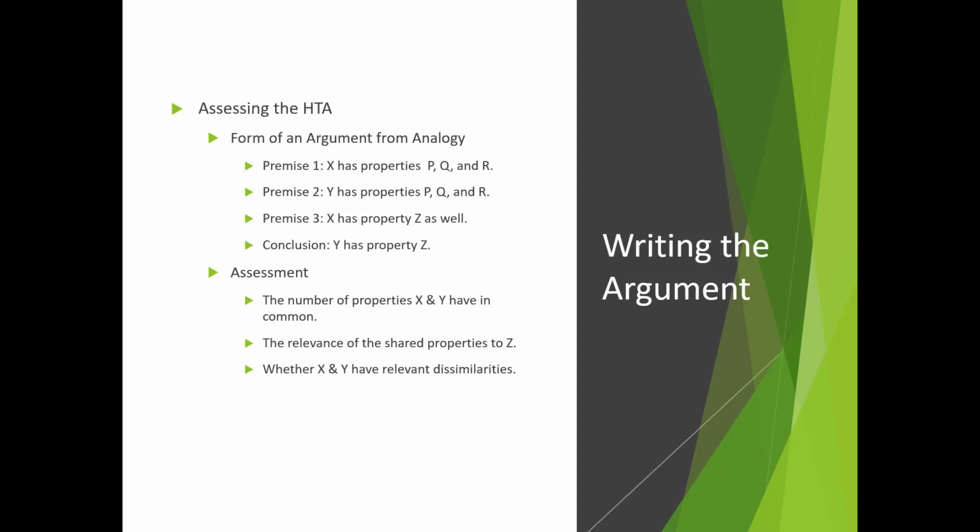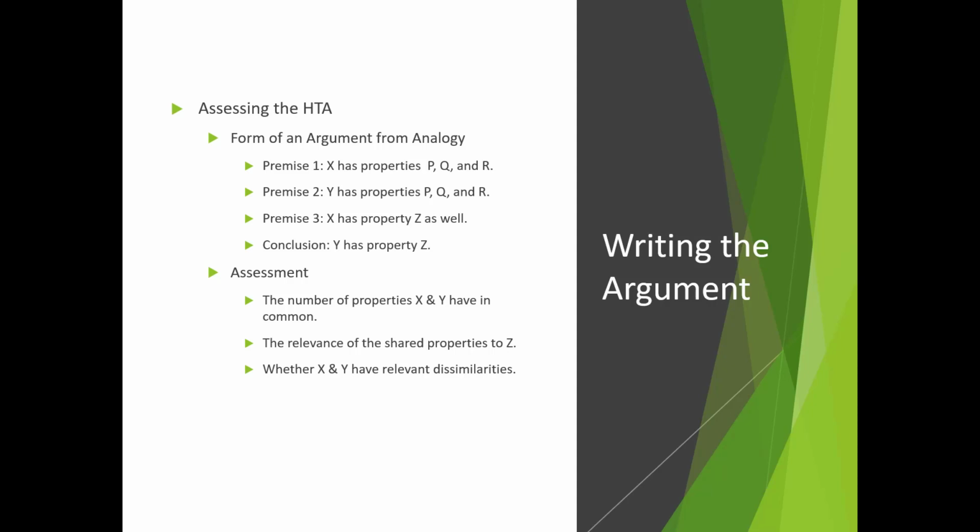So with an argument by analogy, in the kind of complicated form, laid out formally, you've got 3 premises and a conclusion, and they are as follows. You have 2 things being compared, x and y. And so the first thing you establish is that x has properties p, q, and r, which could be any properties you're concerned with. Secondly, you establish that the second thing, y, has properties p, q, and r, and they could be any properties. Premise 3, x has property z as well. And then you conclude that because x and y are alike in these other ways, and x is z, y is z.